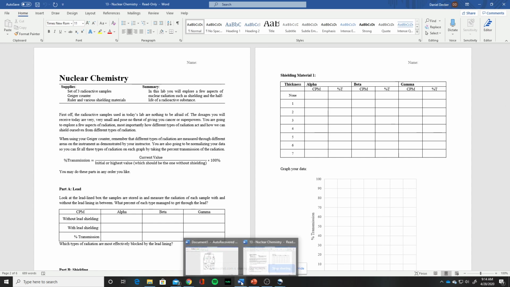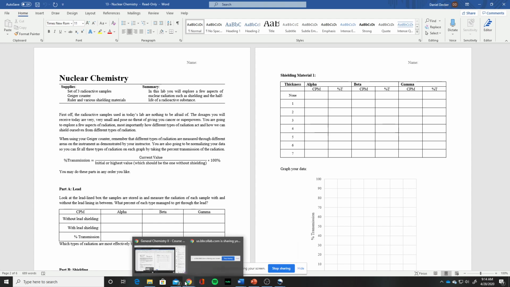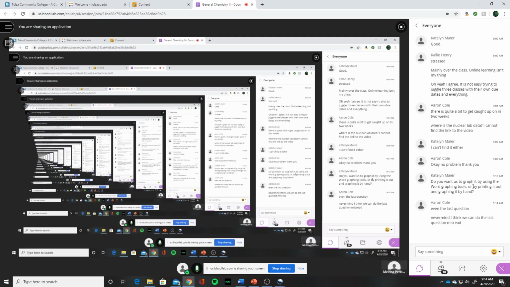So as long as I can see the graph and the graph is clear, I don't care how you do it. Let's see.